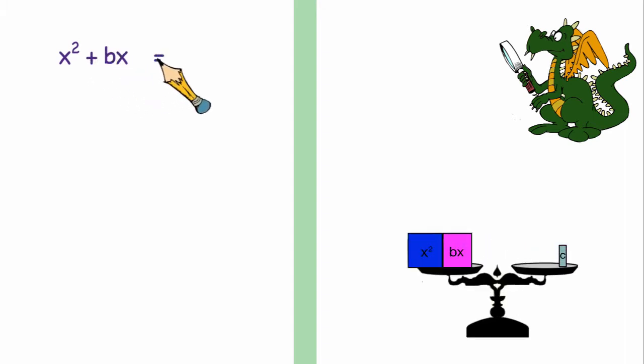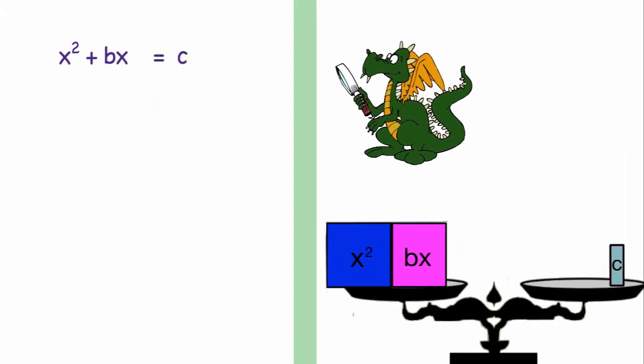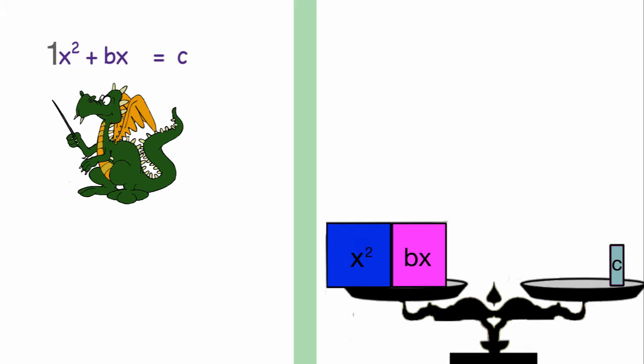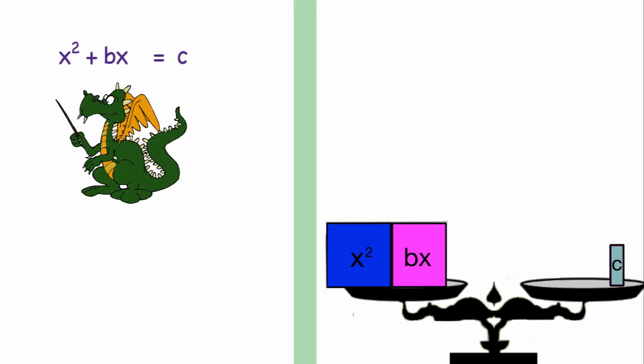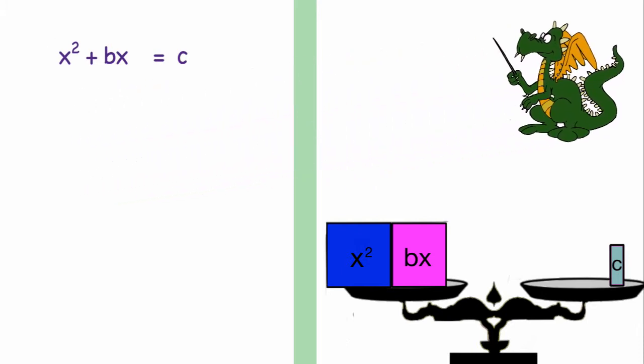Now let's see how this works in general. Quadratic equations can be written in the form x squared plus bx equals c. Notice that the coefficient in front of x squared is equal to 1. If you come across a problem where that isn't the case, you can just divide both sides by the coefficient to get the problem in this form. This would give you new values for b and c, but that's okay. Now we're ready to start forming our square.